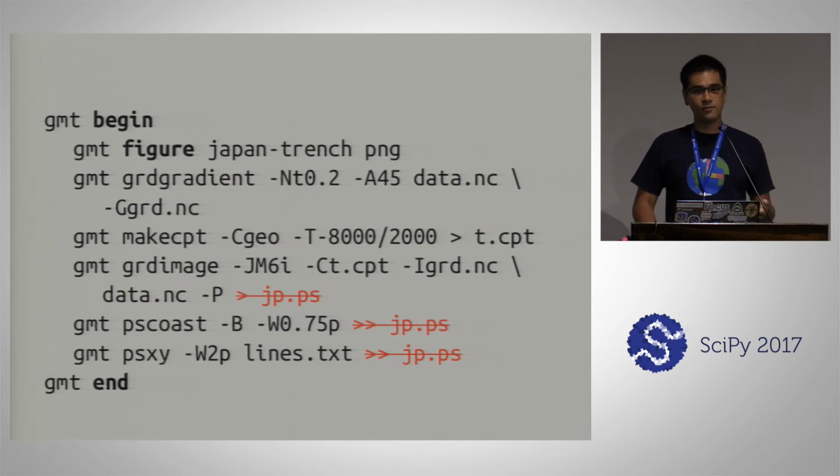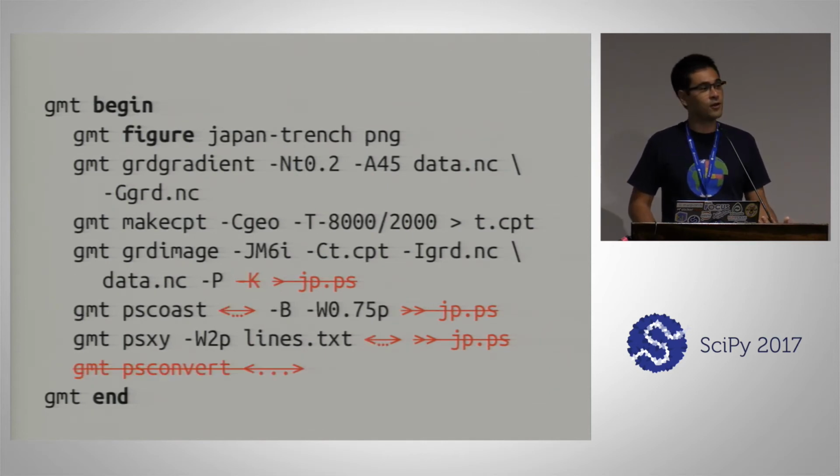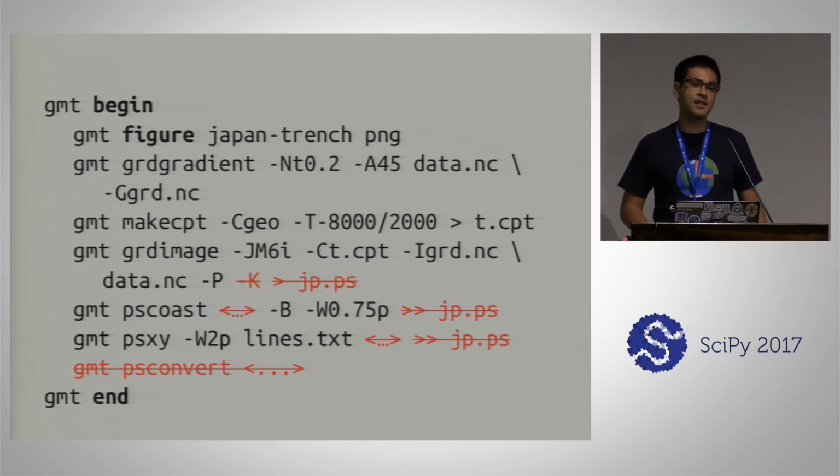And because GMT is building the PostScript in the background for you, you don't need psconvert anymore. This is called by GMT end. So when you end the session, GMT will get all the hidden figures, will convert them to the output you want, and it'll put them in the working directory for you. And you also don't need those -o, -k arguments, which always trips up new users. So this is much easier to use, and it's much easier to build a Python wrapper around this, right?